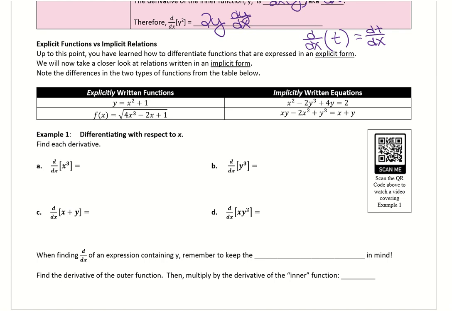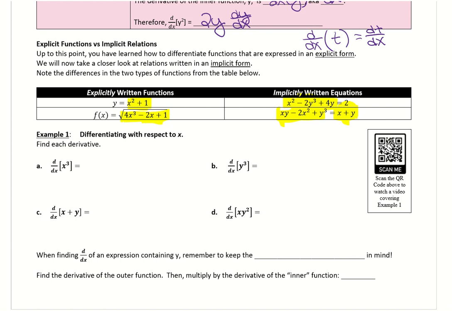Notice the explicit equations over here, all the x's are gathered together on one side of the equation. These implicitly written equations are all mixed together. There's some x's and y's over here, there's some x's and y's over here, and x's and y's over here. So when it's not useful to get y by itself on one side, we can use implicit differentiation.